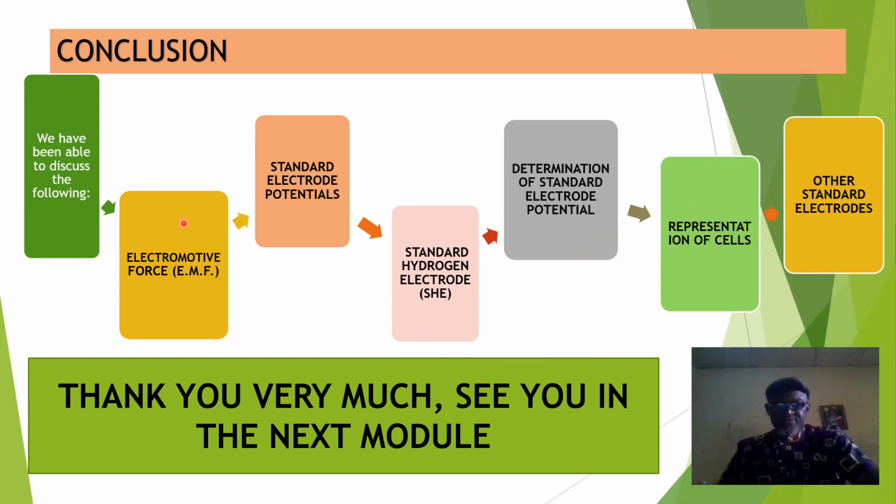In conclusion, we've looked at electromotive force, looked at standard electrode potentials, looked at standard hydrogen electrodes, and looked at determination of standard electrode potentials using the standard hydrogen electrode, looked at representation of cells, and also looked at the other standard electrodes, that is the calomel electrode, silver chloride electrode, and the glass electrode.